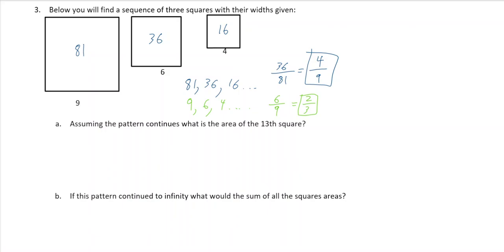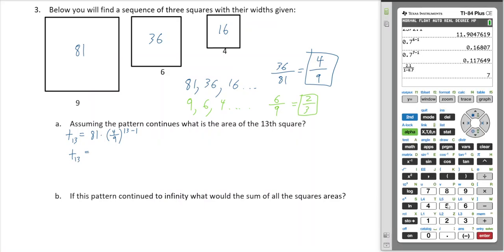So assuming the pattern continues, what is the area of the 13th square? You can use whichever one you want, but we'll do it in both actually, just to show it. So we're looking for the area of the 13th square, so Tn, which is 13, equals T1, which is 81, times the rate, which is 4 over 9, to the n minus 1, so 13 minus 1. So T13 equals, and so now we can just type it in.